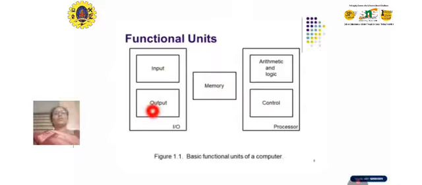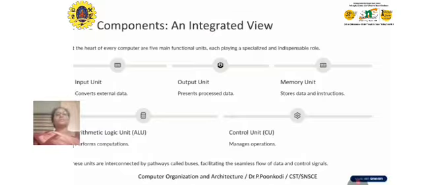The input and output come under the IO, and the process is controlled through the arithmetic and logic and control units. The input unit is used to convert the data given by the user. Output: whatever the user expects will be presented on the output unit. The memory unit is used to store the data and the instructions. The arithmetic and logical unit is used to perform the computation operations.